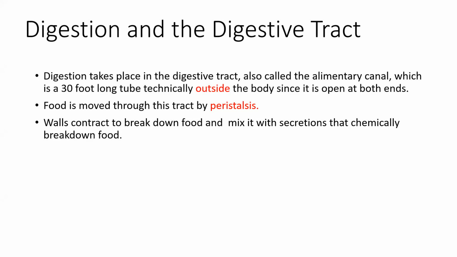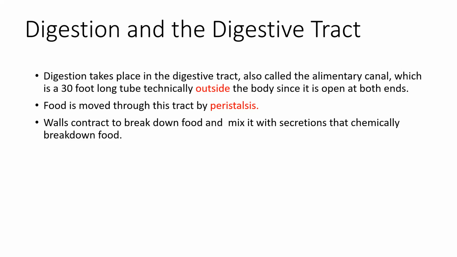So therefore, it's lined with epithelial cells, mostly stratified squamous epithelial, in some cases simple columnar cells, but it is open to the outside. We move food through this digestive tract through a mechanism known as peristalsis. Our digestive tract is lined with two layers of smooth muscle running in opposite directions from each other, and so we use that to squeeze food along.